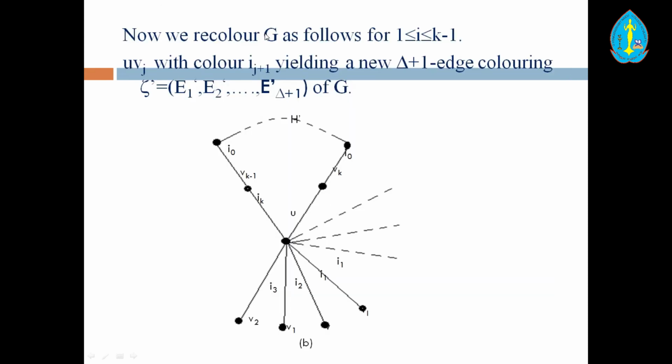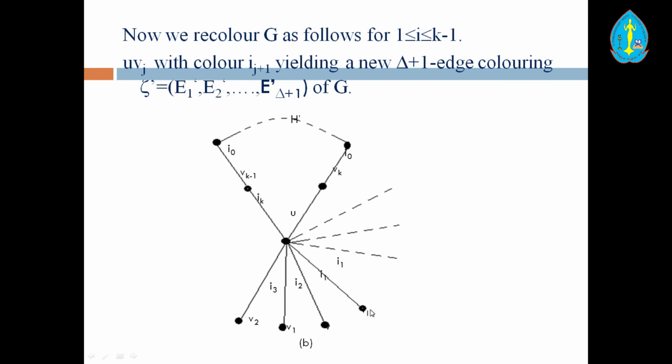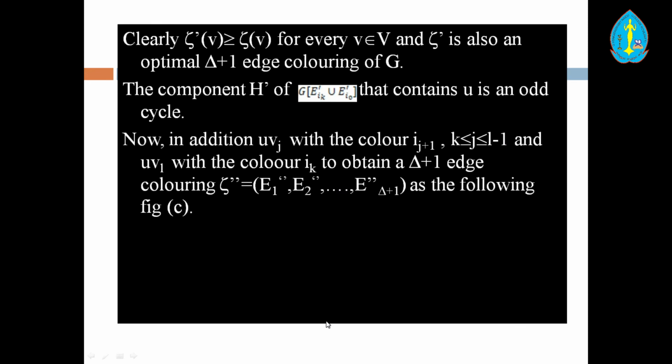Now recolor G as follows: for j from 1 to k minus 1, recolor UVj with the color ij+1, yielding a new Δ+1 edge coloring C', E1', E2', ..., EΔ+1' of G. So UV1 is colored i1, UV2 is colored i2, and UVj is colored ij, as shown in the figure with V1, V2, V3. Clearly C'(V) is greater than C(V) for every V in the vertex set, and C' is also an optimal Δ+1 edge coloring of G.